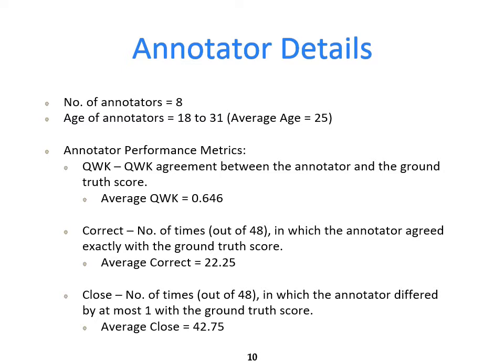We collect the gaze behavior for 8 annotators aged between 18 to 31 with an average age of 25, and we evaluate their performance across three metrics. The first is the quadratic weighted kappa agreement between the annotator and the ground truth score. The second is correct, which is the number of times where the annotator scored the essay the same as the ground truth score. And the third is close, which is the number of times the annotator differed by at most one from the ground truth score.